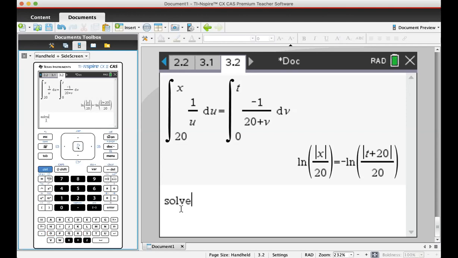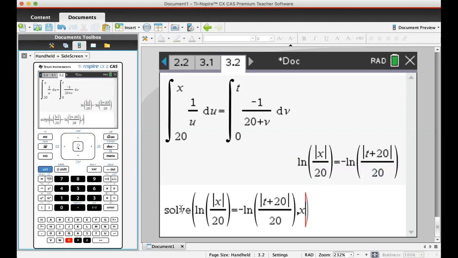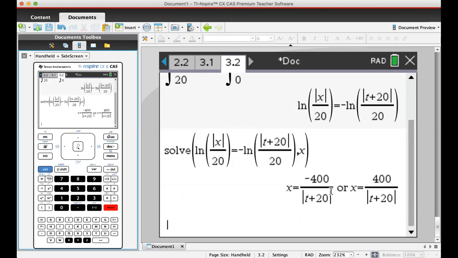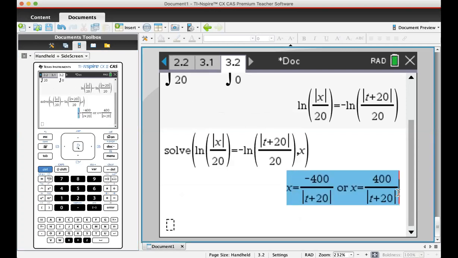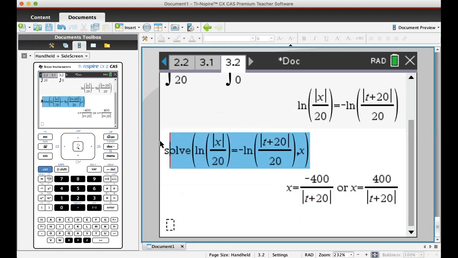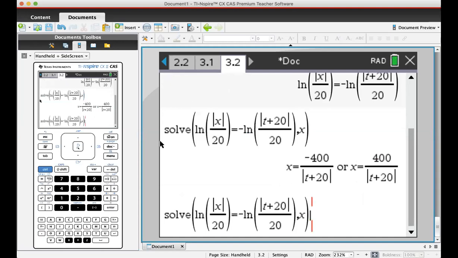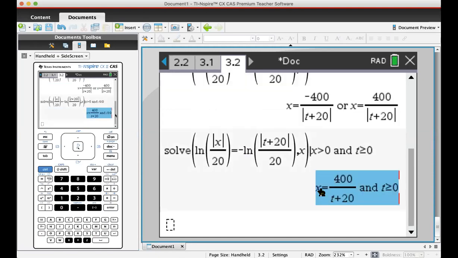Now you can solve for what? Solve for x. So you could have either this one or that one. So which one should we choose? Because the initial value is, let's say, 20 plus 20, I can only choose the second option, and I could add some conditions upon that: x greater than 0 and t greater than or equal to 0. See? It will reduce the absolute value to a non-absolute value expression. There we go.